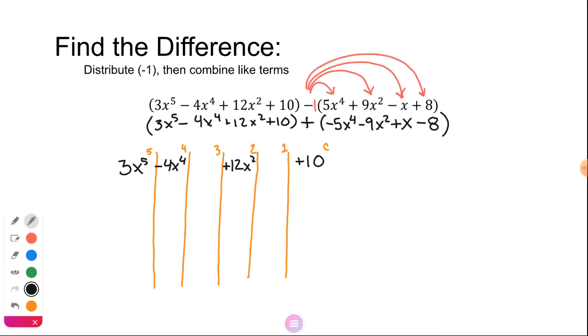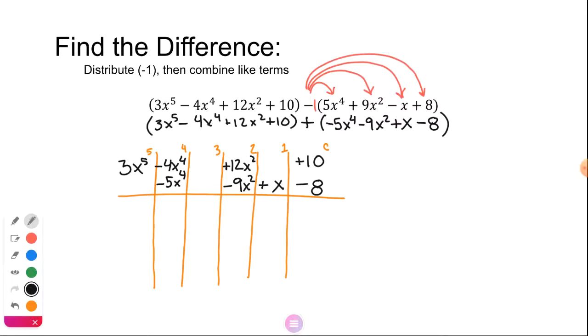And then in the next row, we're going to put our second polynomial. So I have a negative 5x to the fourth. That's going to go with my fourth degrees. Then I have a negative 9x squared. Okay, I have a positive x. And a negative 8, so minus 8. And we're going to go and add those up together.